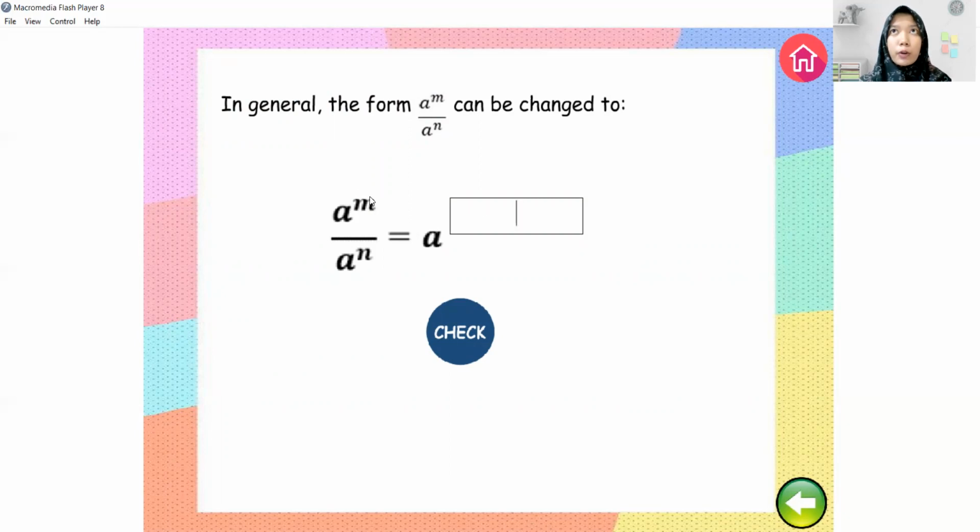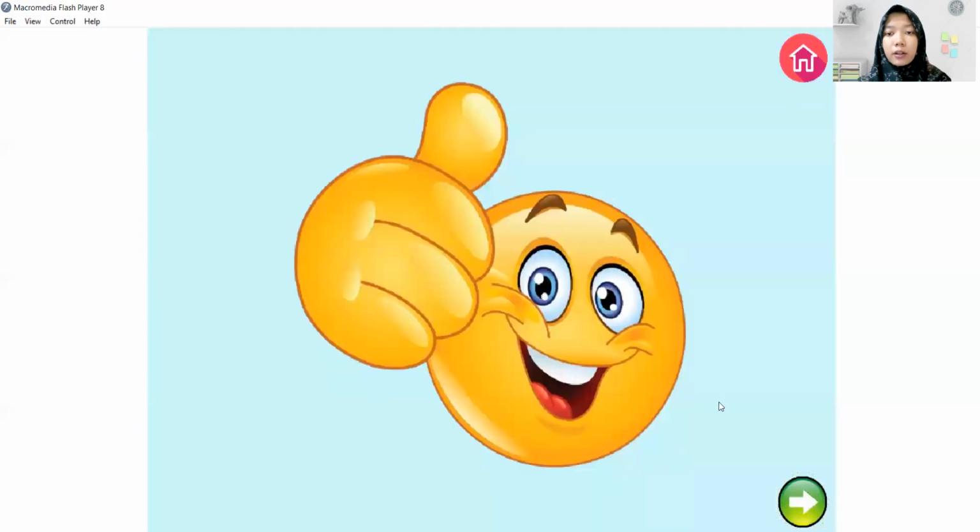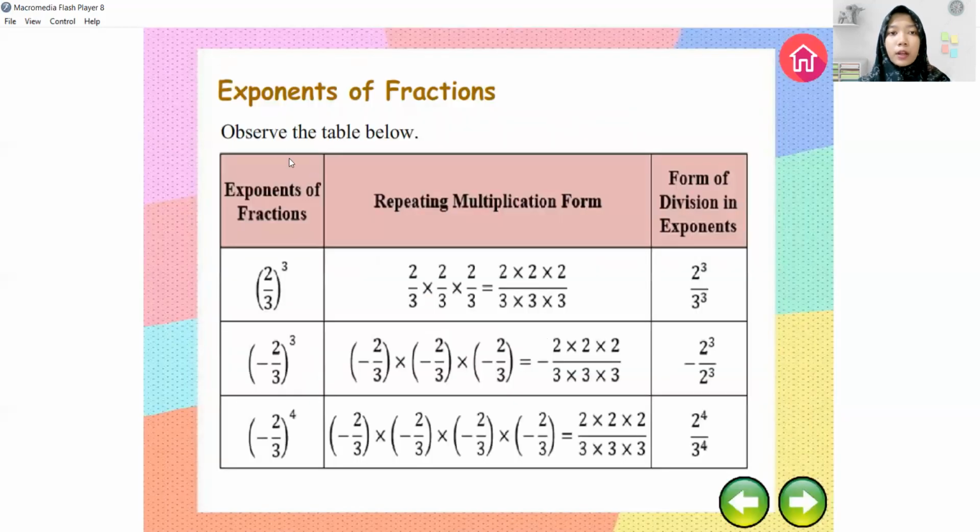A to the power of m over a to the power of n is equal to a to the power of m minus n. Check. That's true. Then students can go to the next view.